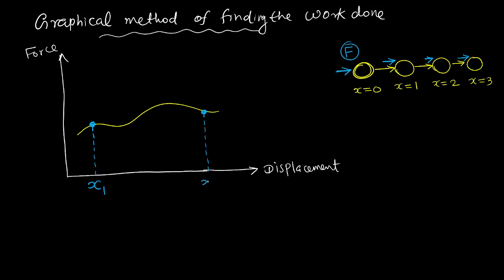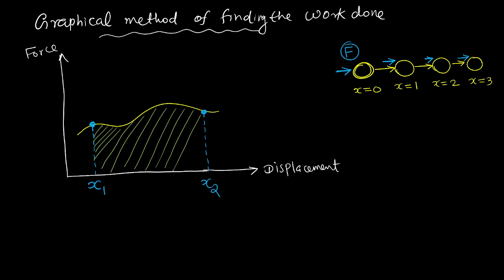Between the position x1 and x2, how much work is done by the external force, that I want to find out. From x1 to x2, how much work I have done. To find the work done, you just find the area under the graph. This is the graphical method. Area under the graph you have to find out.